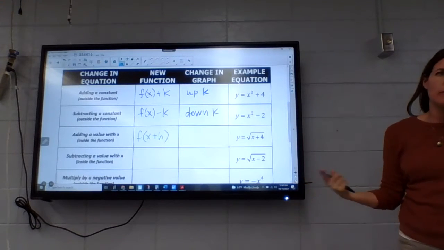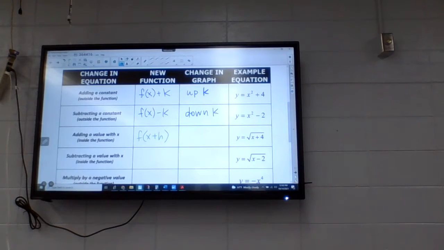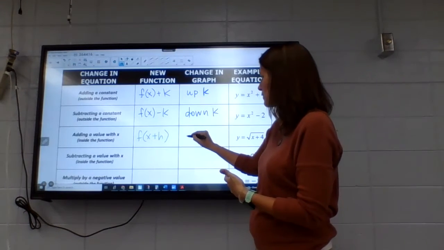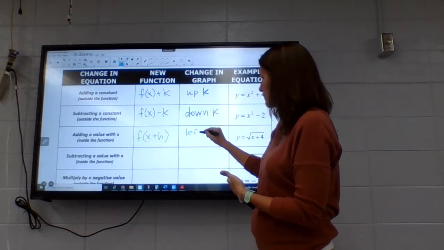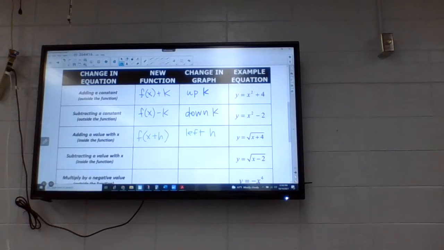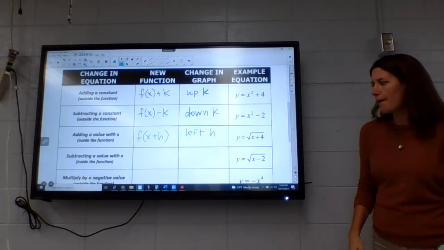I would say that'd probably be moved to the right 4 because it's a positive 4. But inside the function does the opposite of what we're expecting, which is kind of strange. So this one's actually going to move to the left h units. So this would be left 4. That's because it's inside the function, it's the one that's always the opposite of maybe what you're expecting. So be careful with that.